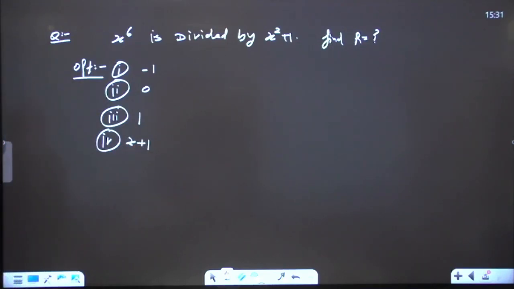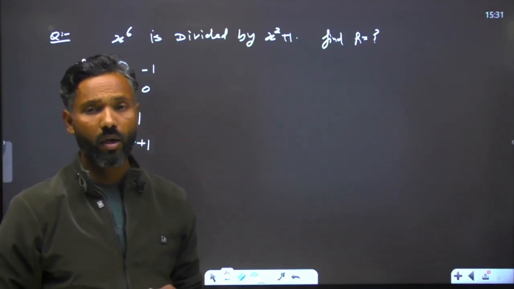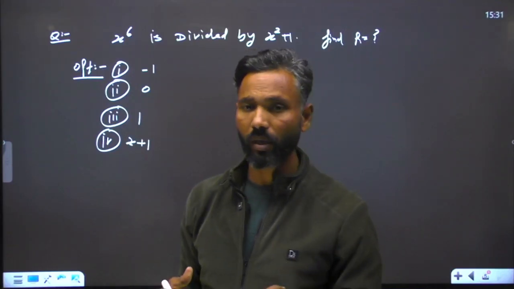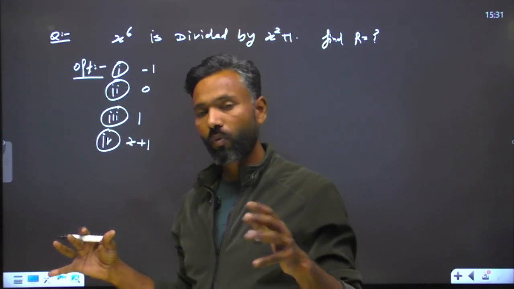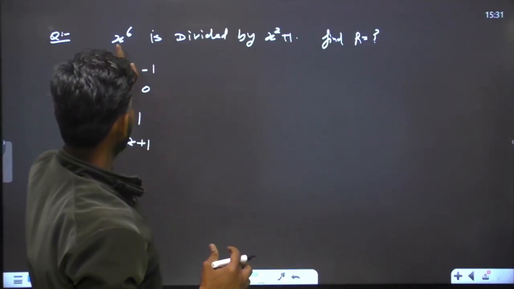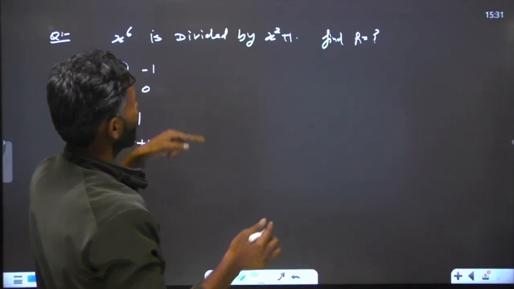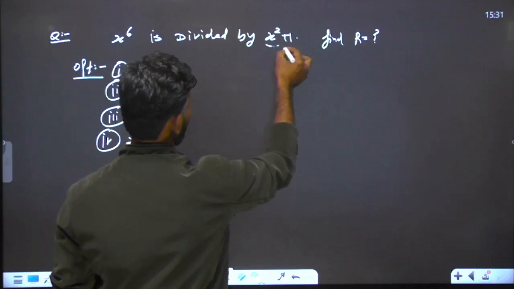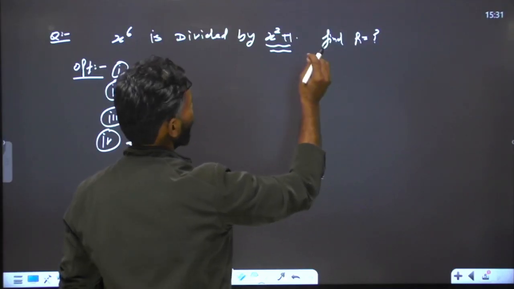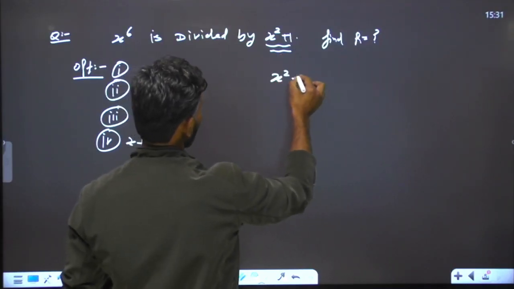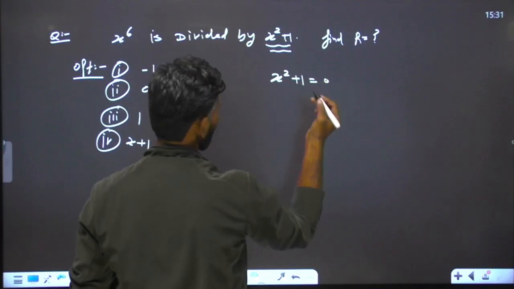So you have studied in your academics, while discussing polynomials, that if we are dividing a polynomial by another one, then what we have to do? Here it is the dividend and this is the divisor. To divide the question quickly, we just put divisor equal to 0. So x square plus 1 equal to 0, so x square will be equal to -1.